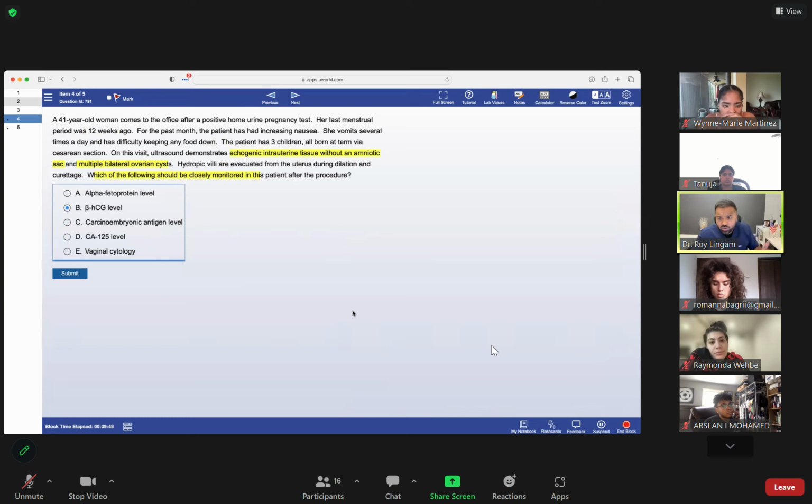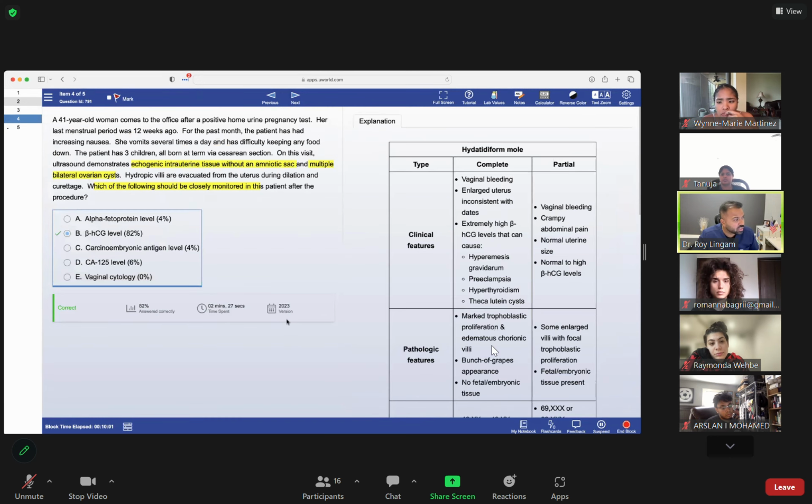So let's say I do the D&C today. The patient comes back 2 weeks later and the beta HCG is still there. That tells you we left something in there. Is that clear, folks? So that's why you have to monitor beta HCG until it gets to zero, folks. Okay. So that's that.